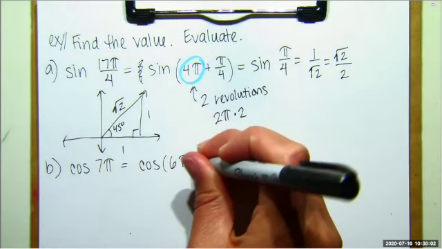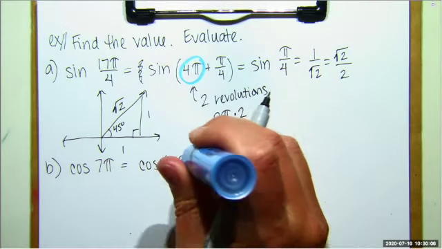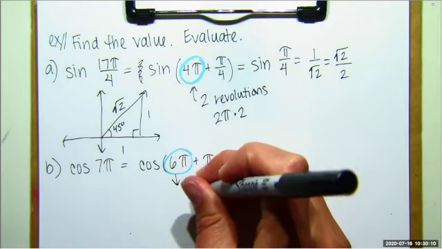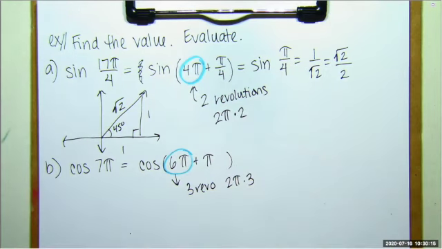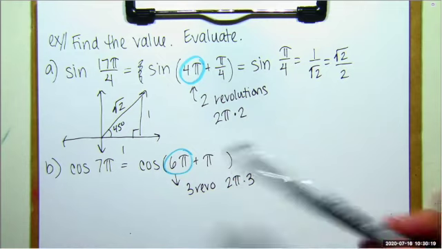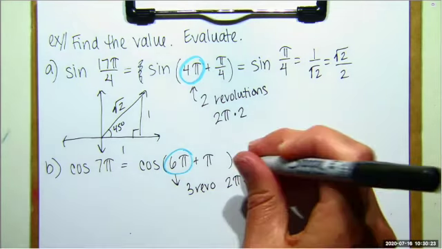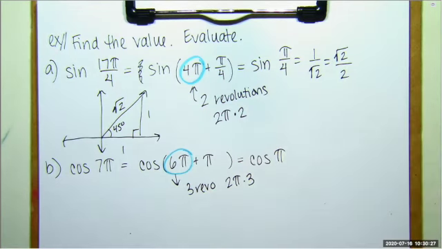It doesn't matter which order we put this in. This 6 pi is 3 full revolutions. In other words, this is 2 pi times 3. And since cosine is periodic with period 2 pi, we can pull out any multiples of 2 pi. So that means this is just equal to cosine of pi.